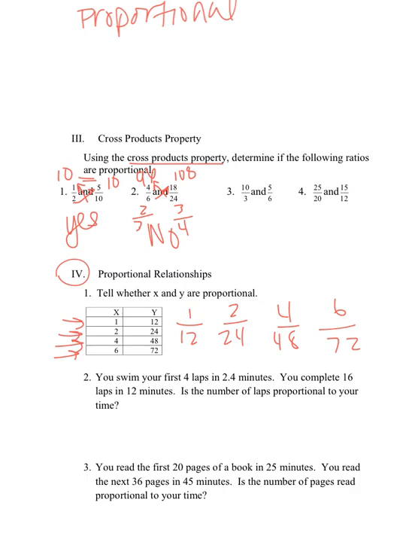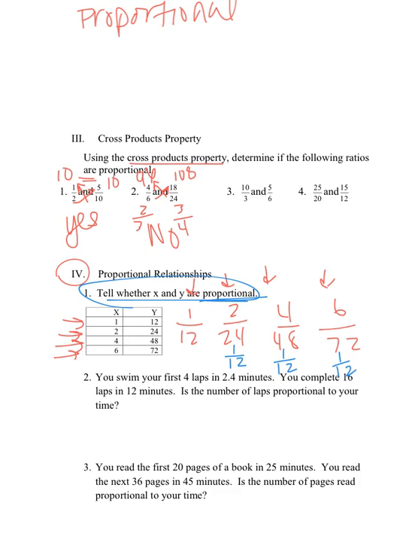Well, I'm not going to use my cross products property, because then I'd have to check each and every one with each other. So what I'm actually going to do is reduce these, because I could use either method. So 1 to 12, well, that's reduced. 2 to 24, okay, that reduces to 1 to 12. 4 to 48, well, yep, that one reduces to 1 to 12. Always check all of them. The last one, yes, this reduces to 1 to 12. So yeah, these x and y values are considered proportional in this example.